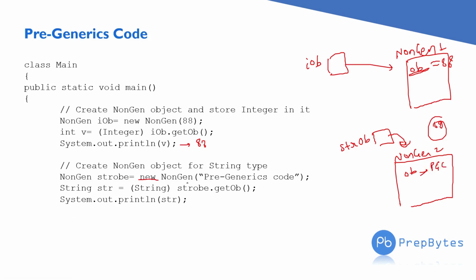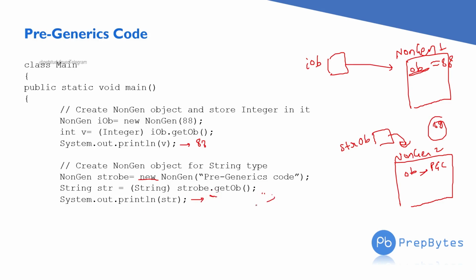Now when I call strOb.getOb, I will simply get pre-generics code. It will convert it to a string, store it in a string variable, and print it. So I will simply have here pre-generics code, the whole string. So no problem till here.